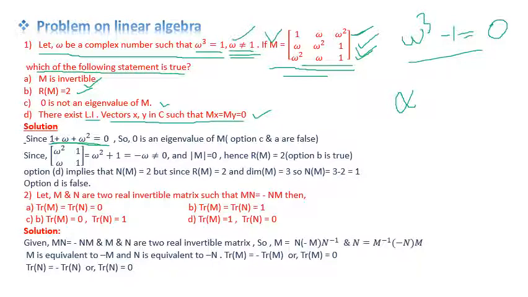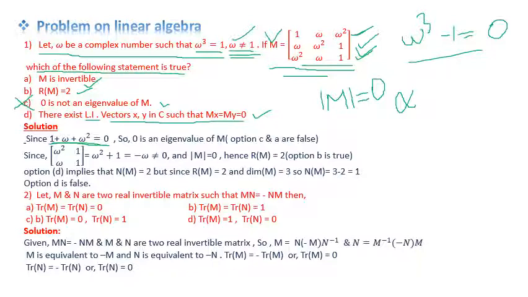Therefore option C, 0 is not an eigenvalue, this option is not correct, right? So option C will be wrong. And since 0 is an eigenvalue of M, therefore determinant of M is obviously 0, right? Since 0 is an eigenvalue of this matrix M, the determinant of this matrix will be 0. That is, the rank of the matrix is obviously less than 3.